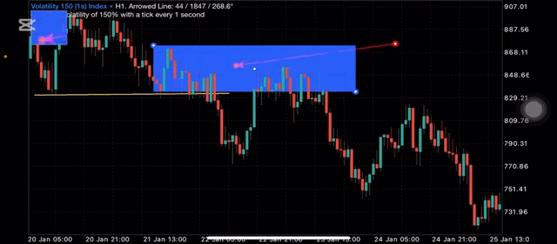So again, at this point, price also broke structure. Now where do you see the consolidation? It is right here. This is where you have the consolidation.